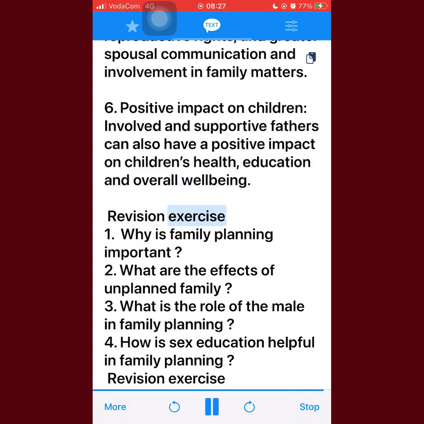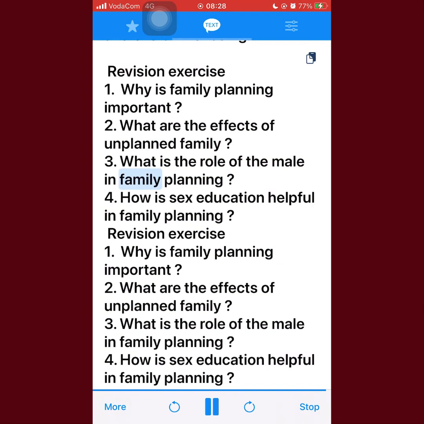Revision exercise. 1. Why is family planning important? 2. What are the effects of unplanned family? 3. What is the role of the male in family planning? 4. How is sex education helpful in family planning?